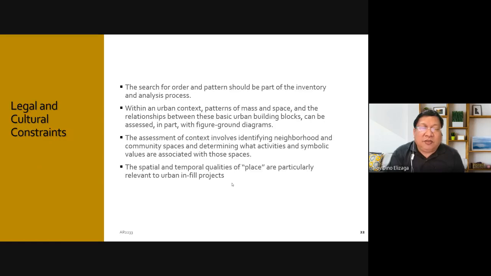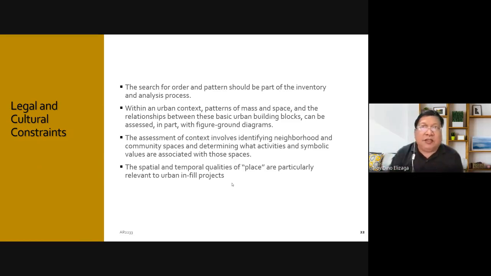There are also legal and cultural constraints. It says here that the search for order and pattern should be part of the inventory and analysis process. Within an urban context, patterns of mass and space and the relationships between these basic urban building blocks can be assessed in part with a figure ground diagram. What is a figure ground diagram? It's the map with the buildings all blackened and the open spaces, including the roads, just white. Or it can be vice versa. The buildings are all white and everything else is black.